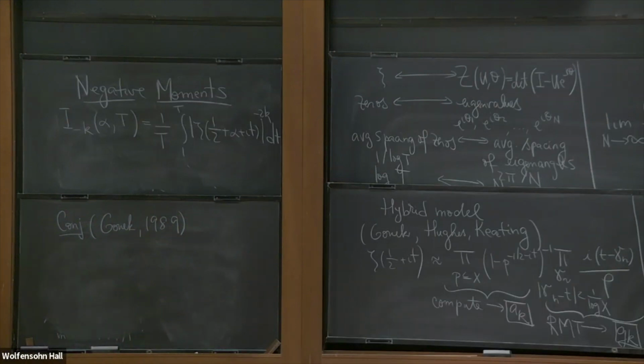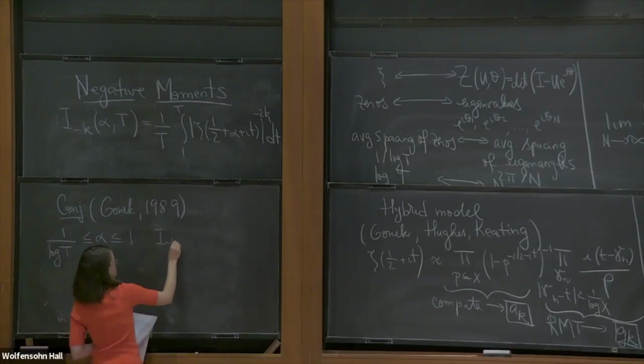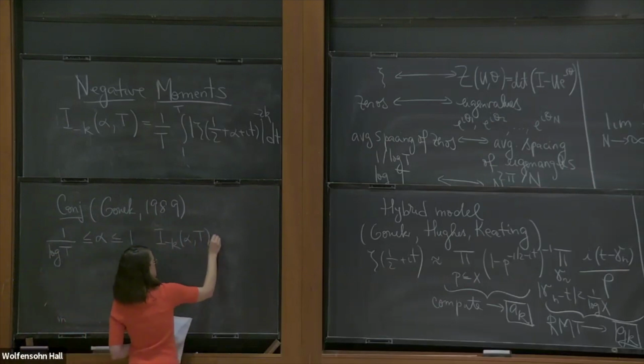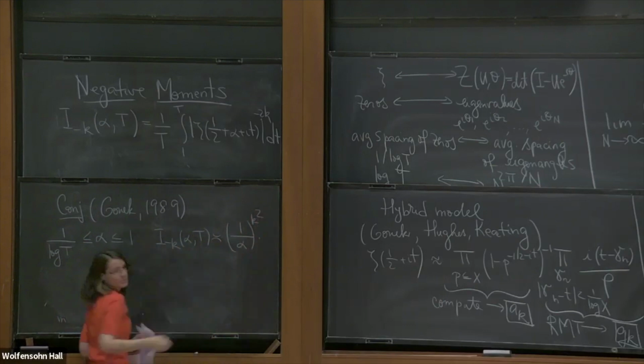His conjecture takes two forms depending on how big alpha is. If alpha is big enough, by big enough we mean that alpha is bigger than say 1 over log t and is less than 1. So the size of the family, this is a continuous family of size t, so that's 1 over log of the conductor. Then the conjecture is that the negative 2kth moment is of size 1 over alpha to the k squared. Is this for k an integer? This is not for k an integer, no. Any real k? Any positive k.